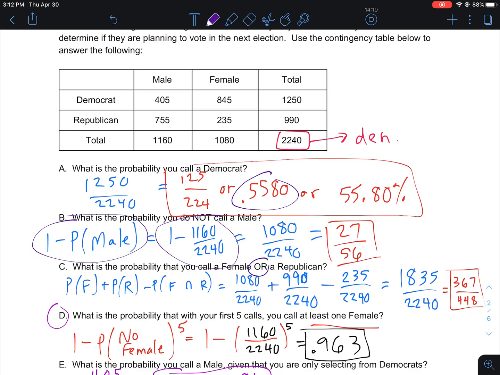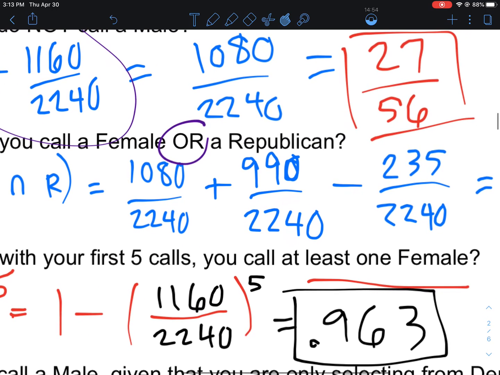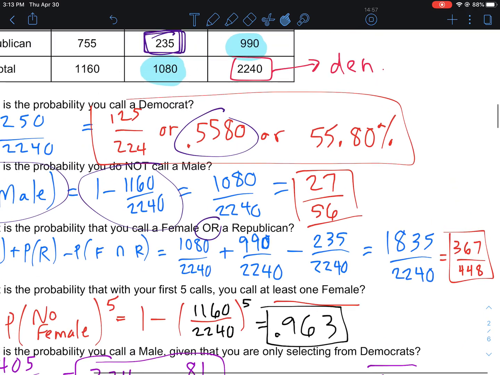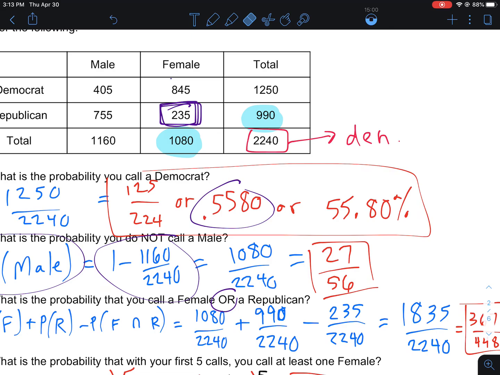Okay, next one. Here's where we see that word or, and we have to be careful. It says, what's the probability you call a female or a Republican? Well, here's the total females, 1,080. Here's the total Republicans, 990. The word or does mean you want to add these, but you want to be careful because, as you can see, there is a situation where you have an overlap. There are 235. That number was used to create that 1,080, and it was also used to create this 990. You don't want to count it twice.